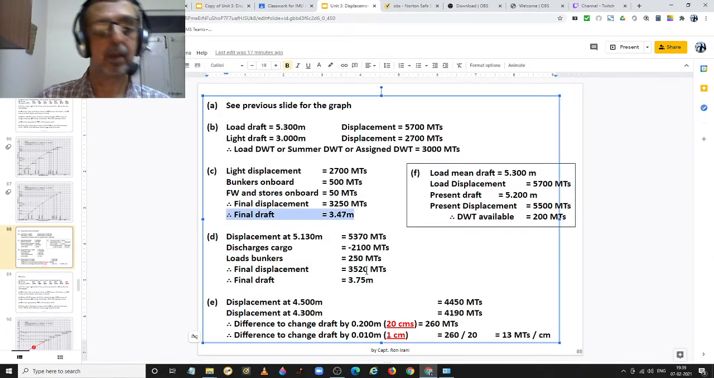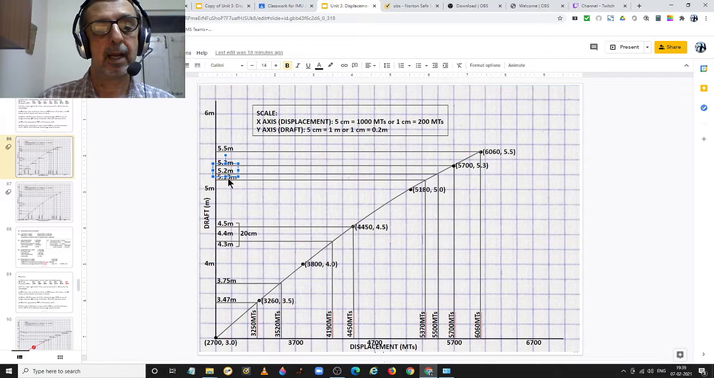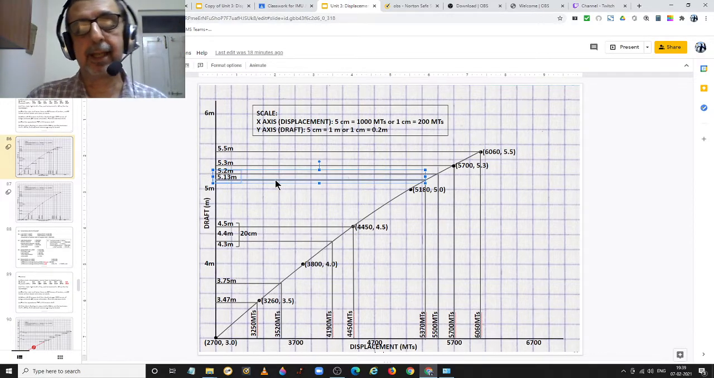Now, for part D, the mean draft of the ship is 5.13 meters and she discharges 2,100 metric tons of cargo and loads 250 metric tons of bunkers. So first, from our graph, we have to find the displacement at 5.13 meters. I'm going to highlight 5.13 meters for you and also the associated line with that.